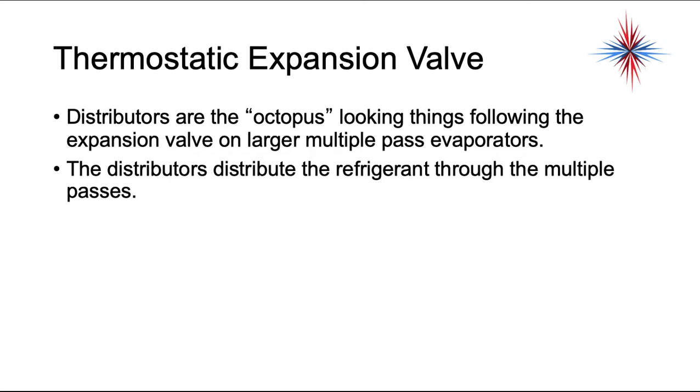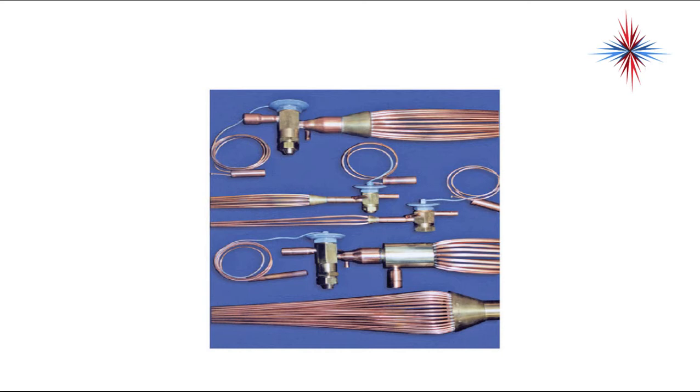Distributors are the octopus-looking things that follow expansion valves on large multiple-pass evaporators. The distributors distribute the refrigerant through multiple passes. So we have our TXV, we have our liquid line coming in from the left side of this TXV at the top. We have our distributor that comes out of the TXV, and it distributes the refrigerant into different tubes of the evaporator.